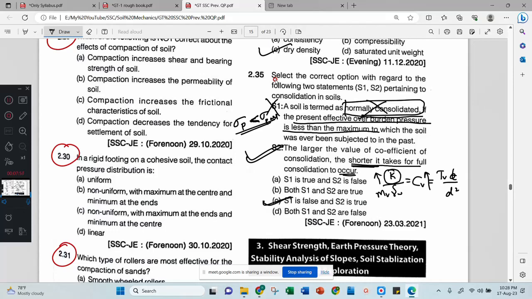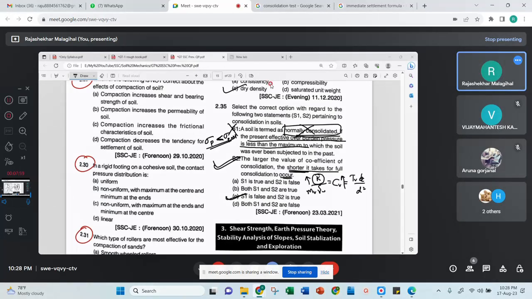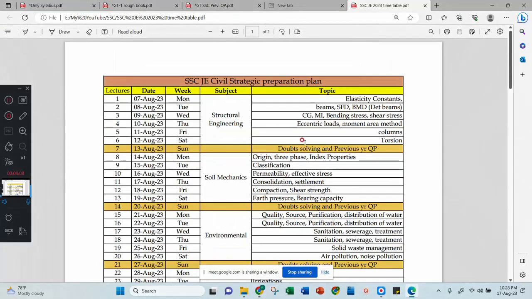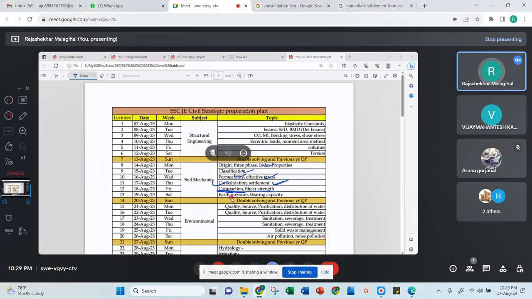Do you have any further doubts? Are we following our timetable? Just we'll go through once. Today's date is 17th. Yes, we are following the timetable. Consolidation and settlement is over. Tomorrow, compaction and shear strength we have to discuss. Any doubts, anything particular we want to discuss?